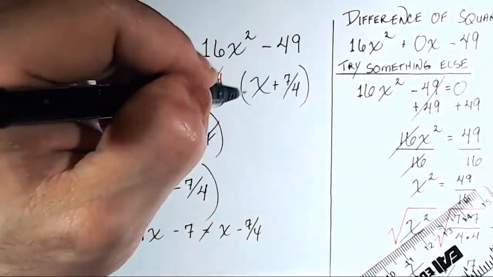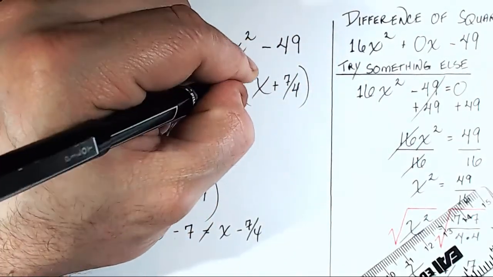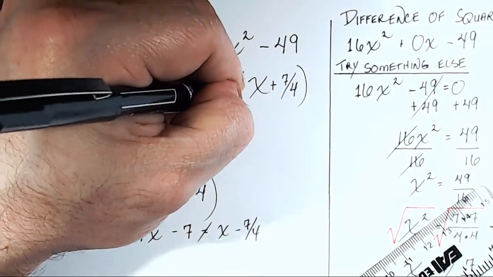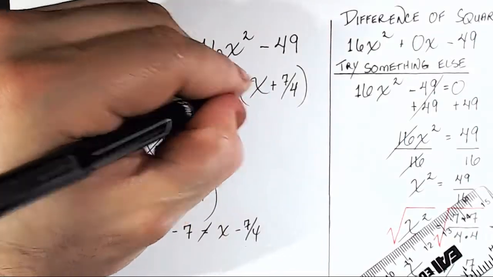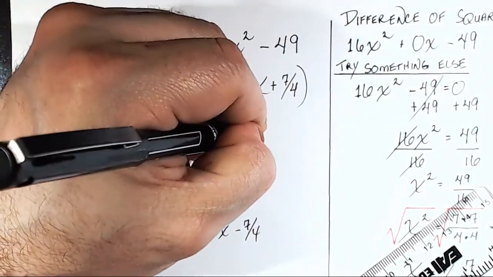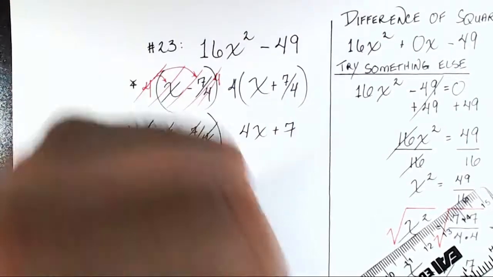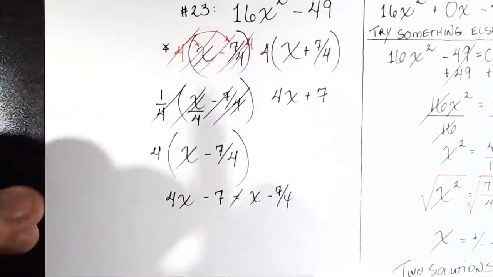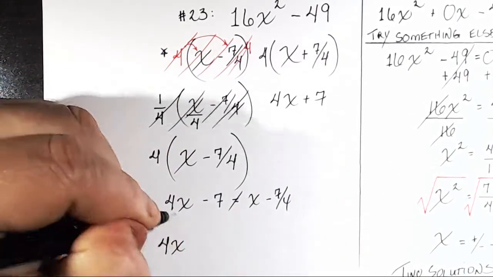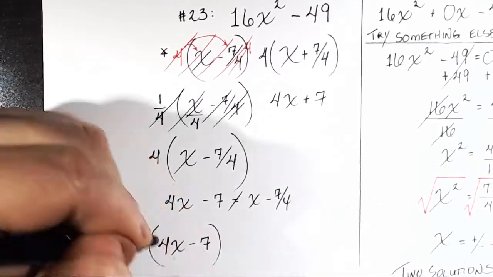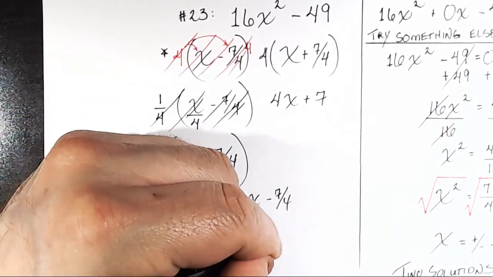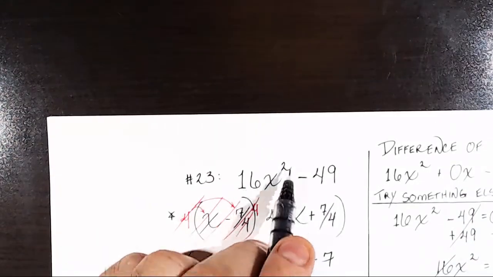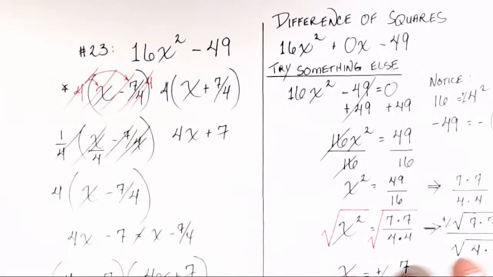I can pull it out of the equation like this. 4. So now I have 4x plus 7. Down here I have 4x minus 7. So I've got 4x minus 7 times 4x plus 7. Does that equal 16x squared minus 49?